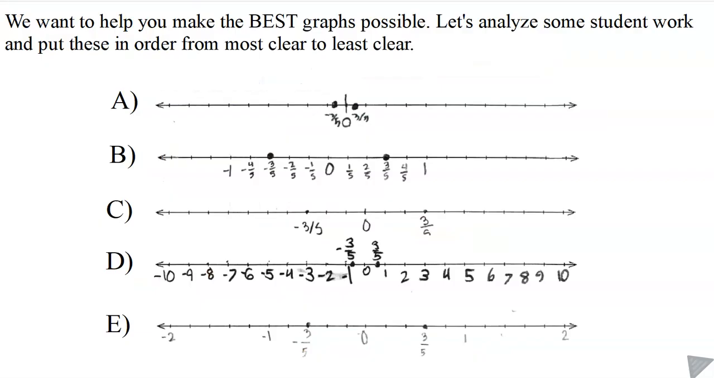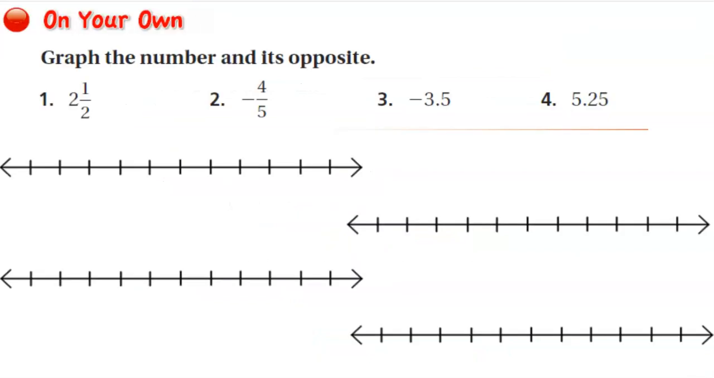Okay, so now you're going to try some OYOs. Okay, so there's 4 OYOs here. There's 2 decimals and 2 fractions. So I'm asking you to graph the number and its opposite. So I'm going to have you pause the video. This is the last part of the notes, and then you can start on homework. So I'm going to make this number 1, and I'm going to notice that I'm graphing 2.5.